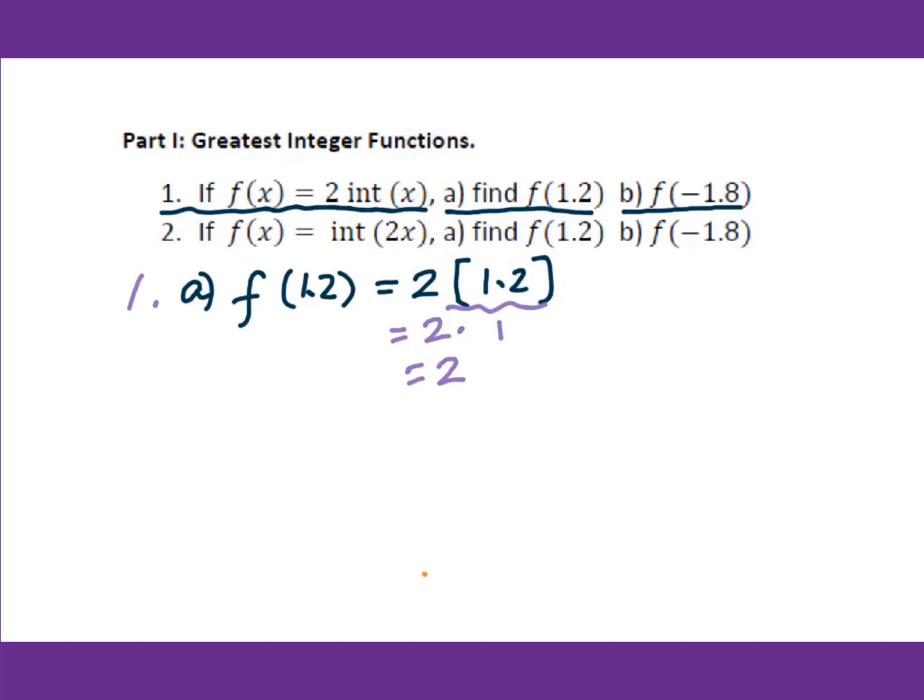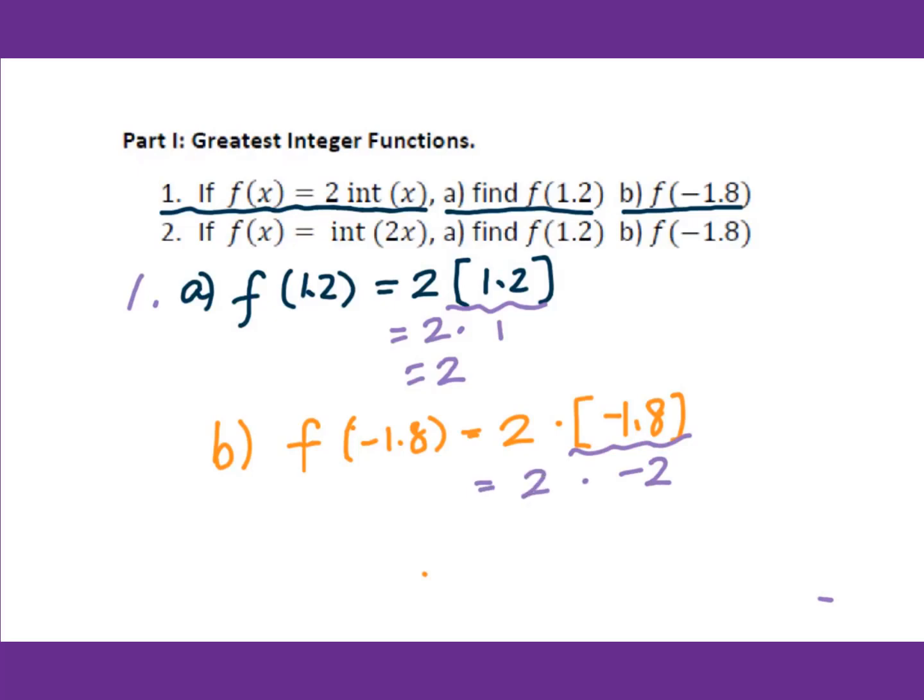For B, we're looking for f of negative 1.8. That equals 2 times the greatest integer of negative 1.8. The greatest integer of negative 1.8 is negative 2. Therefore, 2 times negative 2 is negative 4.